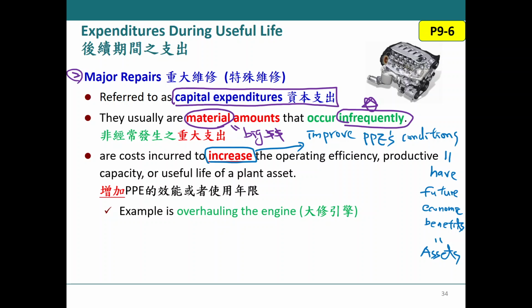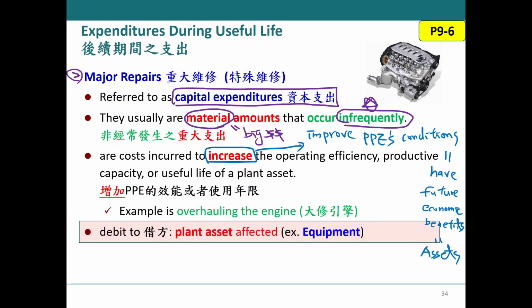So did you find out? They will increase the PPE's useful life, right? So of course I could use it 2 or 3 more years. They could help us to make more money back. So that's why they have future economic benefits, okay? So we recall your assets. So which account we use? Depends on what kind of asset it is, right?